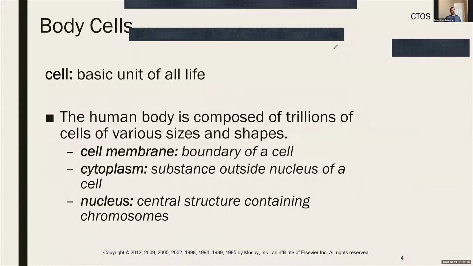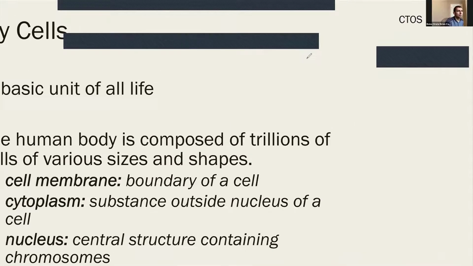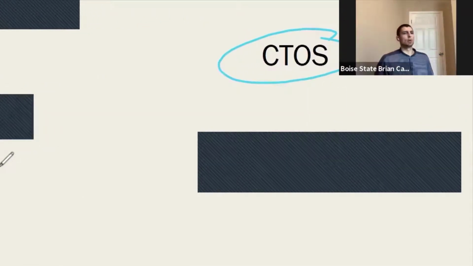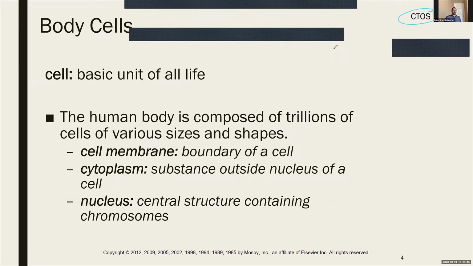Looking at the body cells, you'll note that up here we still have CTOS in the corner, reminding us cell, tissue, organ, system. The cell, the basic unit of life, is composed of a cell membrane, which keeps it all inside. The cytoplasm, inside the cell membrane, is essentially the juices inside the cell that are holding all of the other components.